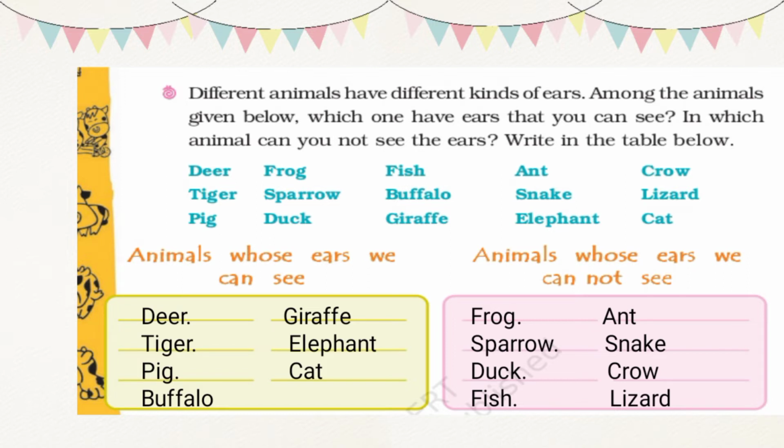So first let us list them. Animals whose ears we can see: deer, tiger, pig, buffalo, giraffe, elephant, cat. All these animals' ears can be seen by us. Animals whose ears we cannot see: frog, sparrow, duck, fish, ant, snake, crow, lizard. All these animals' ears we cannot see.